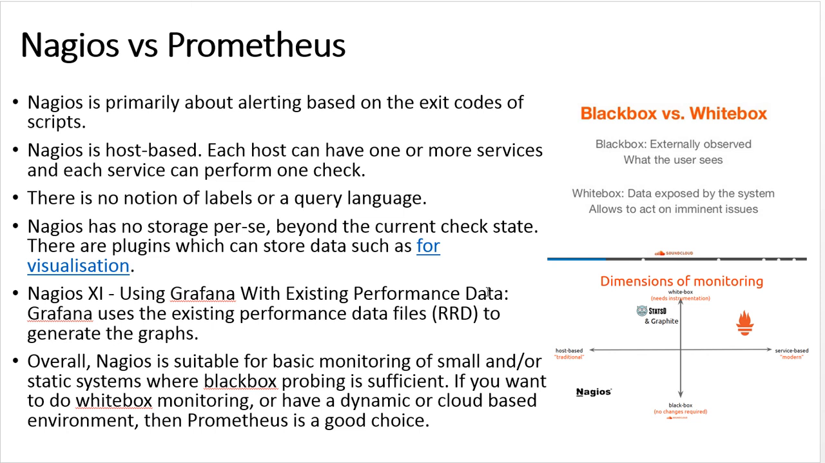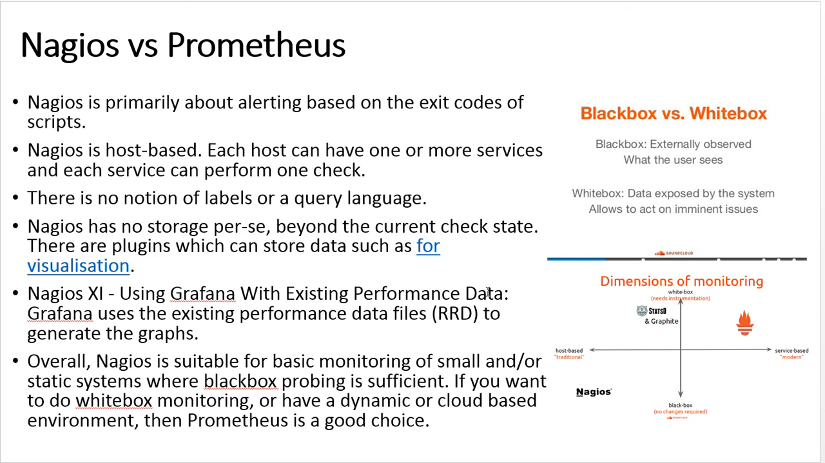Suppose you want to see CPU or load, how the disk space is getting utilized, what the load is, network level, those things you can monitor. And there is no query language available, so you can't do an excellent query and get to know the monitoring in a detailed manner, which you will see in the technical part. So Nagios has no storage beyond the current check state. There are plugins, yes, you can use the plugins and attach them.